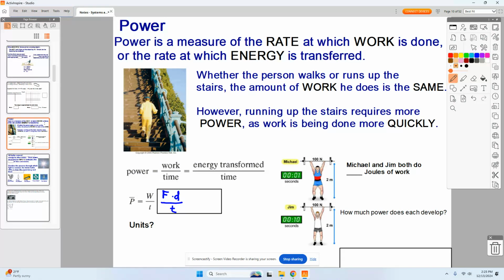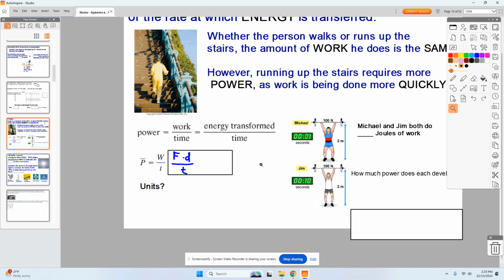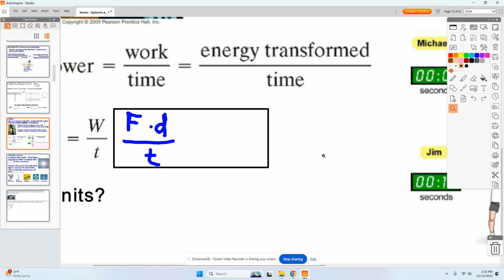Now I'm going to ignore that cosine of the angle business, so we're going to assume that the force is in the same direction as the displacement. In your math classes, you can use associative properties. Instead of grouping the force with the distance, I could group the distance with the time. This is just an associative property of division. I could take that d over t and group them, and think of power as force times velocity. So another way to do this is power as force times velocity.